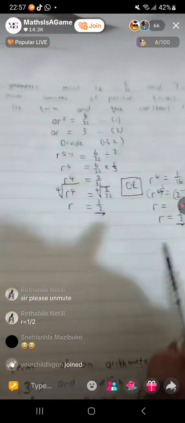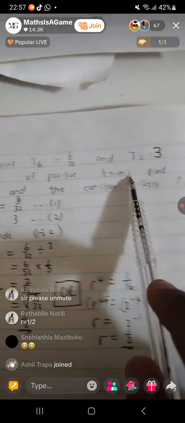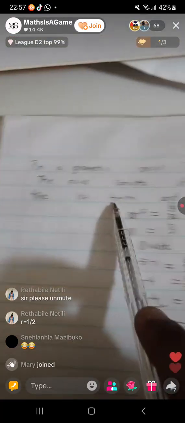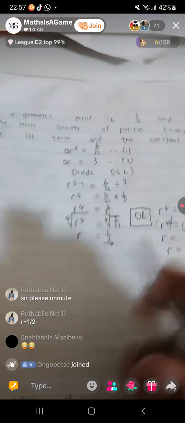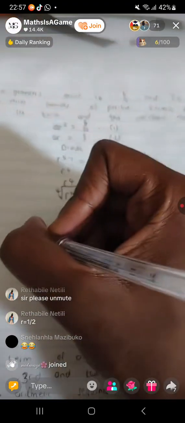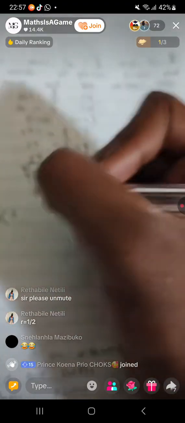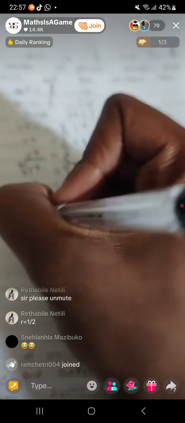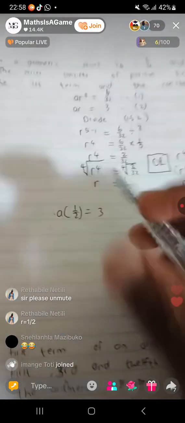Then remember, we want a as well, because what did they ask for? They said they want us to find the first term and the constant ratio. So we have the constant ratio. What we are missing now is the first term. So let's just go to equation 2, and then say a into 1 over 2 is equal to 3. Okay, then what do we do, guys?